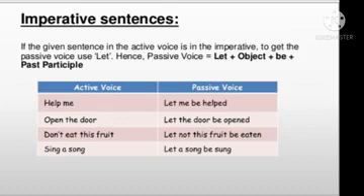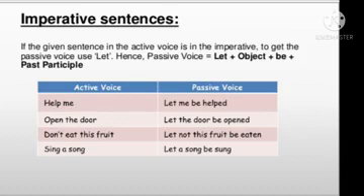Okay. Then see, open the door. It is a command or an order. So we can write, let the door be opened. The door is the object. Then open is a verb. So before the verb we have to use be. Then, don't eat this fruit. This is an advice. So we can write, let not this fruit be eaten. Here we are using not because we have a negative statement. Don't is there. So that is why we have to use not.